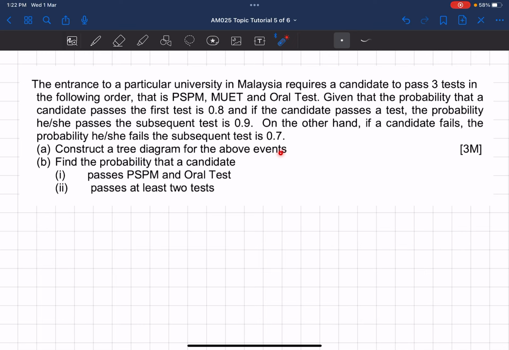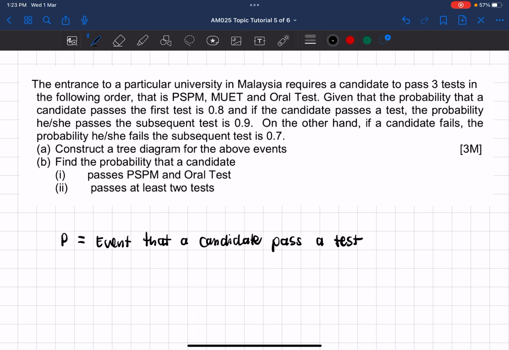Okay, so what we're going to do first, before we draw a tree diagram, is denote our event. Let's denote with P the event that a candidate passes a test. So now let's construct the tree diagram.